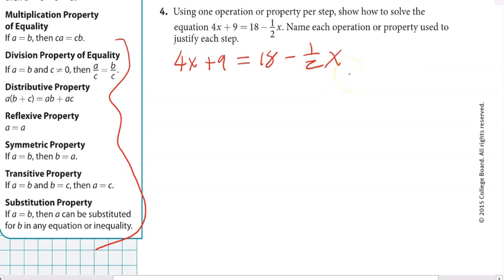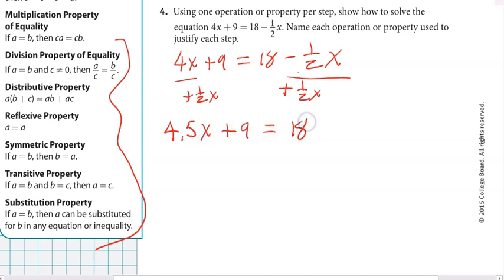Second step is isolate your variable. So it looks like I have a negative 1/2 x and a 4x. I can't solve for both of those, so I need to cancel one out. I am going to add 1/2 x to both sides. All right, now that I've isolated my variable, I can start solving for x using inverse operations.